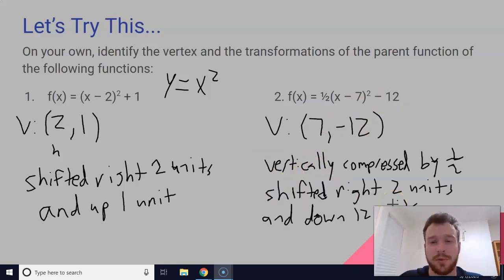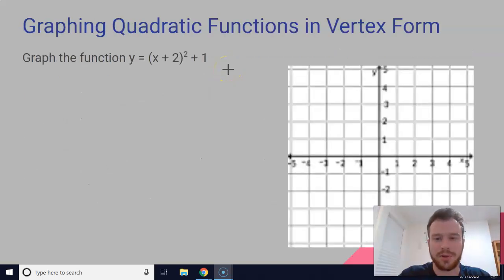So I hope that was a helpful refresher from some things we saw in Unit 1. Now the last thing we're going to do here is discuss how to graph a quadratic function in vertex form. And I don't think you'll think it's too terribly difficult. So we're going to graph the function y equals (x plus 2) squared plus 1.